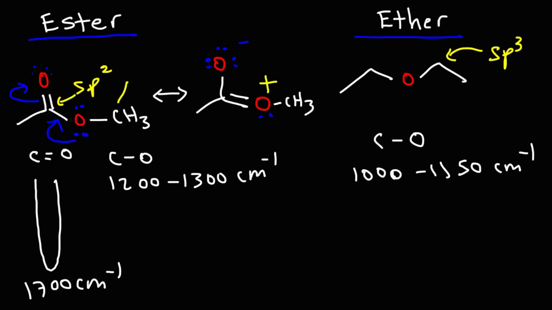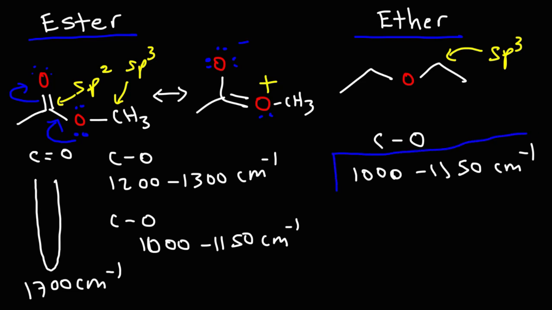Now we do have an sp3 carbon attached to the ester. So therefore, we're going to have this signal as well for the ester on the left. We're going to have two CO stretches, an sp2 CO stretch and an sp3 CO stretch. But the ether only has the sp3 CO stretch. And so that's how you could distinguish between an ester and an ether. The first characteristic is the carbonyl functional group. That alone is enough to distinguish it. But the second thing is the presence of the sp2 CO stretch versus the sp3 CO stretch.